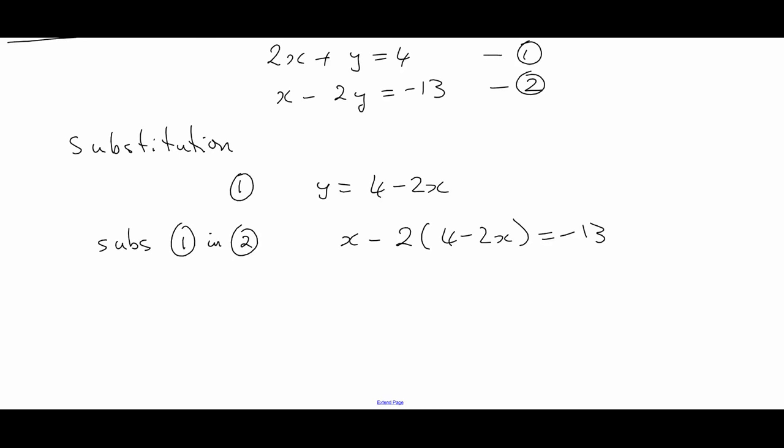And then simplifying this equation here, x minus 8, minus 2 times minus 2x is plus 4x, is minus 13. Simplifying again, x plus 4x is 5x. Adding 8 to both sides is minus 5. And once again, we get x equals minus 1, which if we substitute into 1 or 2, we'll get y equals 6 again. So that's how we solve a pair of simultaneous equations where they are both linear.